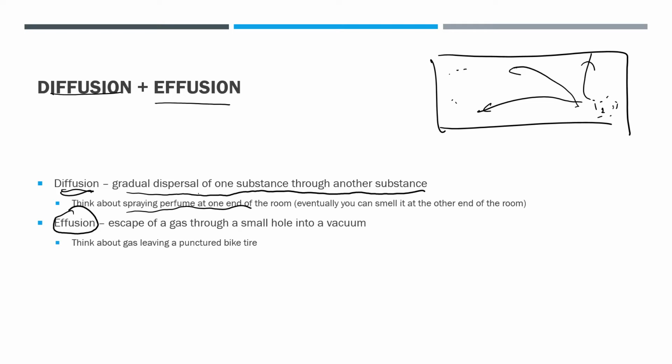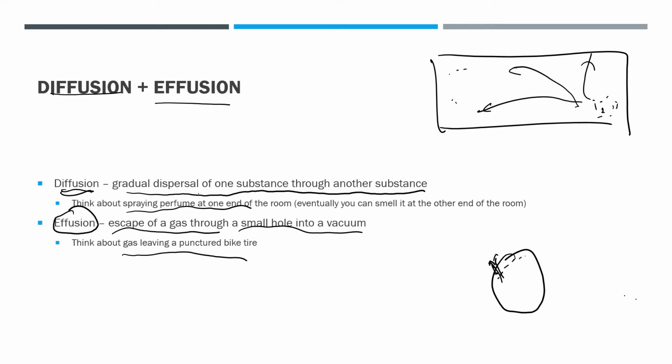Effusion is the escape of gas through a small hole into a vacuum, right? One example of effusion, which technically isn't effusion because we're not escaping into a vacuum, but the pressure difference is really large, so we can approximate it as the outside being a vacuum and the inside being the gas, is gas leaving a punctured bike tire. Say we have a tire with a tiny pinhole in it. The gas inside is super pressured. There's lots of gas, which is why you have a high tire pressure. And then you puncture this and the gas can escape through the hole, right?